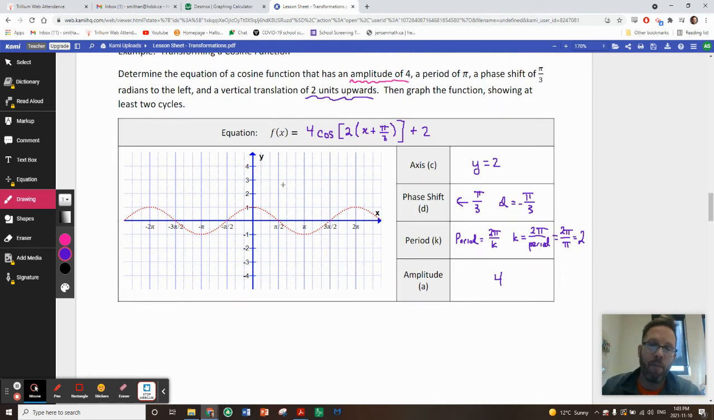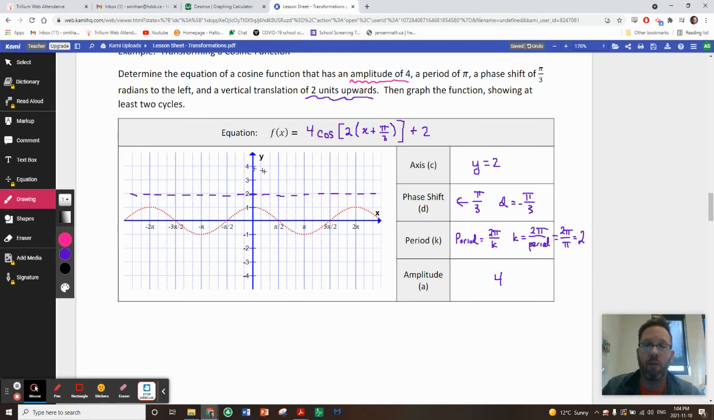And now let's finish off by sketching. We'll move through this one using our process, perhaps a little bit faster. Feel free to pause the video and try it on your own before I spoil the fun. Our axis is at 2. Where's my starting point? Our phase shift is left pi over 3, which is 60 degrees, which on my grid is like 2 ticks.